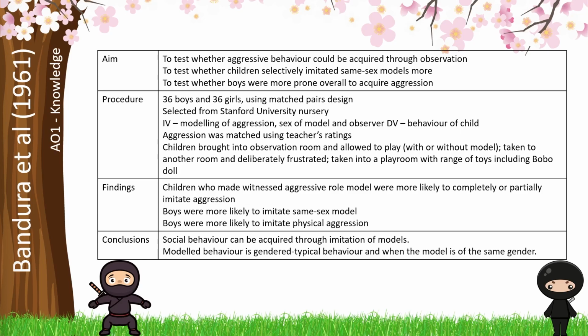In terms of the procedure, be really clear about this being a match pairs design, that the children were matched by a teacher based on prior levels of aggression and then randomly allocated to one of the 2 conditions. It's also really important that you have the different parts of this procedure in terms of the different rooms that the children were introduced to.